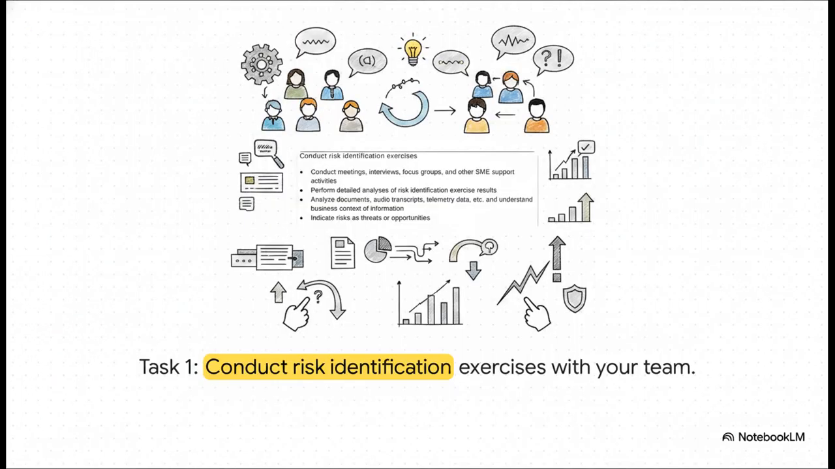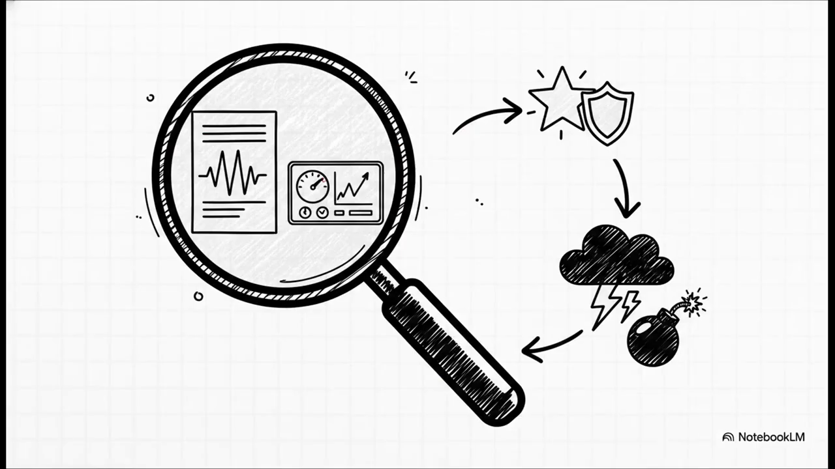Okay, looking at task 1. Gathering our very first pieces of evidence isn't just about sitting alone in a room and guessing what could go wrong. Actually, scratch that. It's the exact opposite. The official syllabus defines this as a highly collaborative, data-driven process. We're talking about drawing information out of the people who know the project best. You'll be conducting meetings, interviews, focus groups, and really leaning into subject matter expert support activities. You're analyzing audio transcripts and digging into telemetry data to spot deviations in performance metrics.